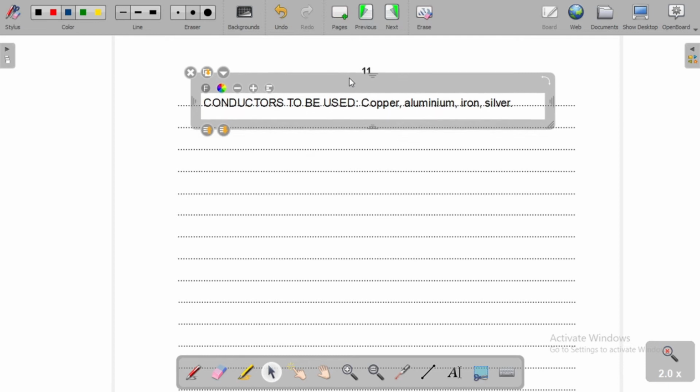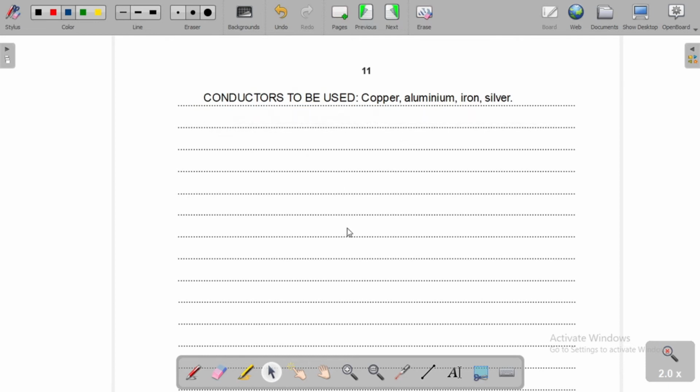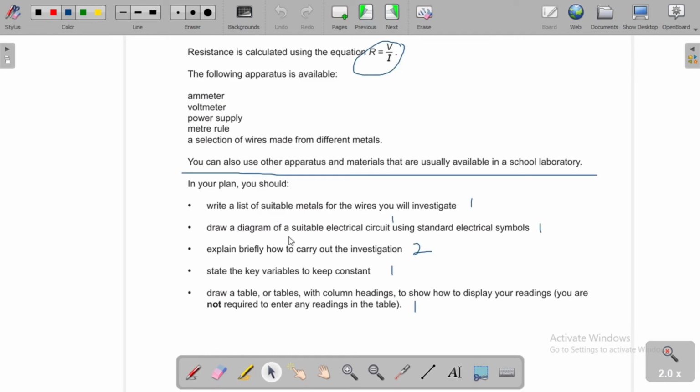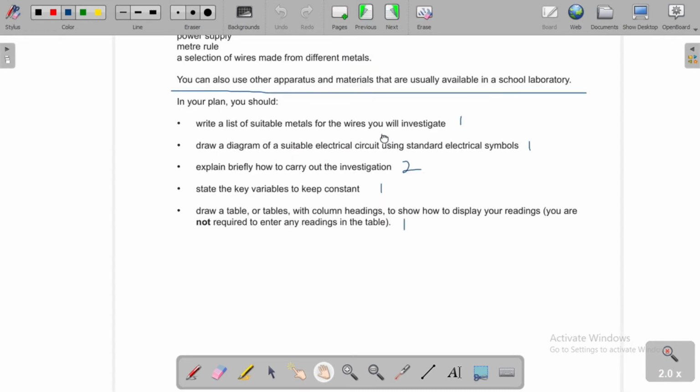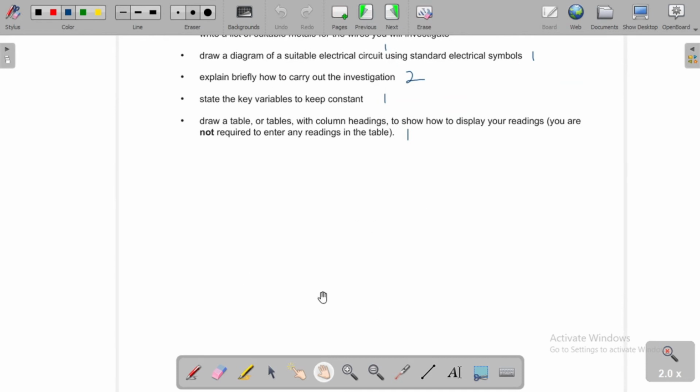And what is the next question? Draw a diagram of a suitable electrical circuit using standard electric symbols. Remember they said you can use other apparatus. That's if you want to use it, but if you are not ready to use it, let me just draw the diagram here.